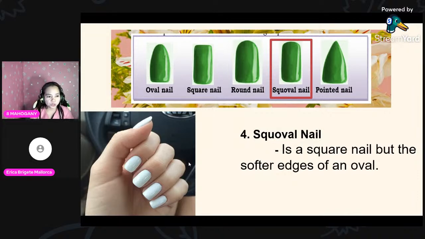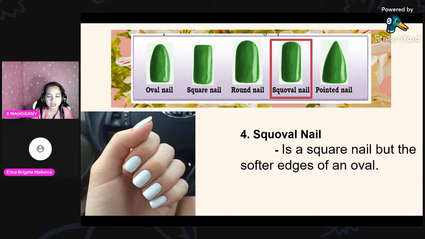Okay? So, sino yung may kagayang shape na squoval nail dyan? Okay, si Marquez. Ah, round nail ka, Marquez. Tama po ba? So, siguro itong squoval nail, minsan lang may mga ganong klaseng shape ng nail. Okay. Wow, si Harabay. Squoval nail. So, nice po. So, kailangan alagaan natin yung kuko natin.